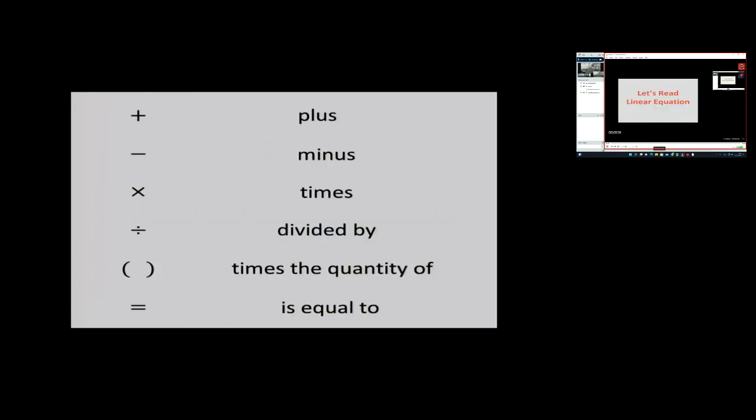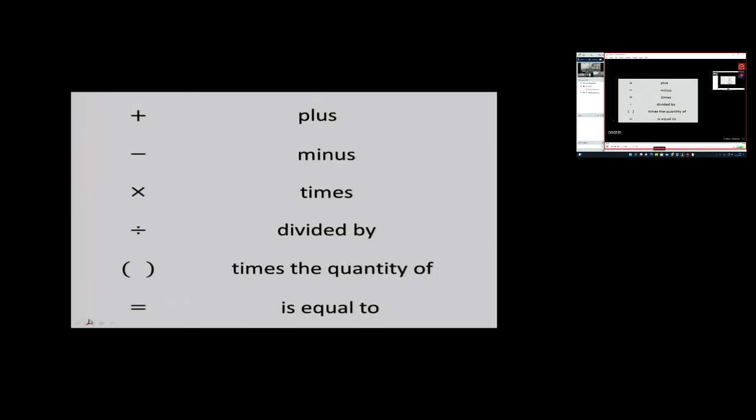So today, the topic that we are going to study is translating statements to single variable linear equations. But before that, do you know how to read a linear equation? This is what I'm going to do first. We're going to read equations first. For you to be able to read linear equations, you need to know these symbols.